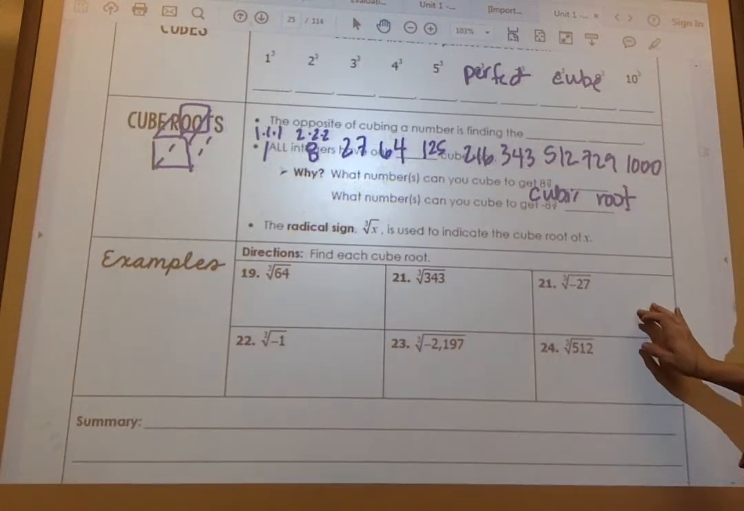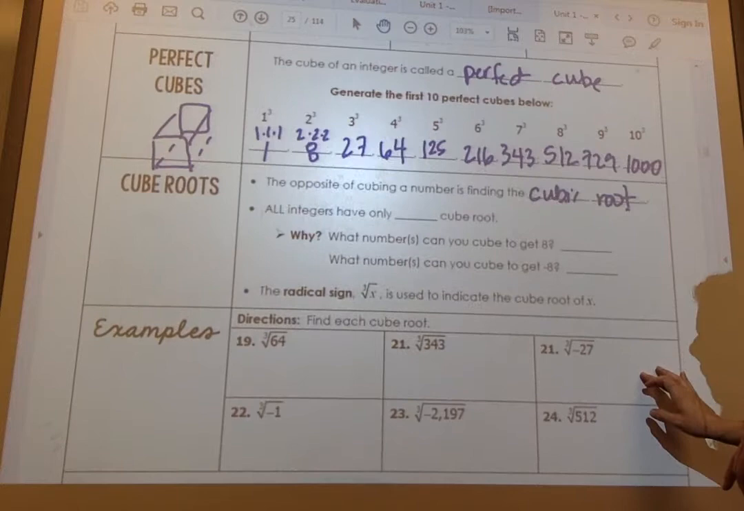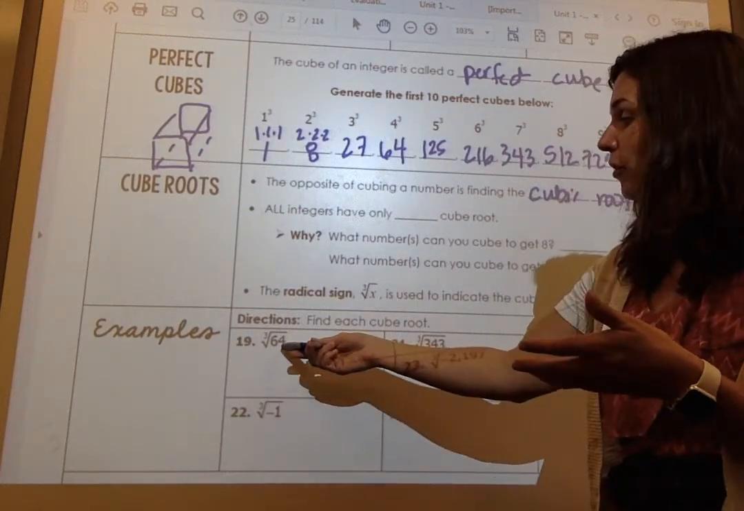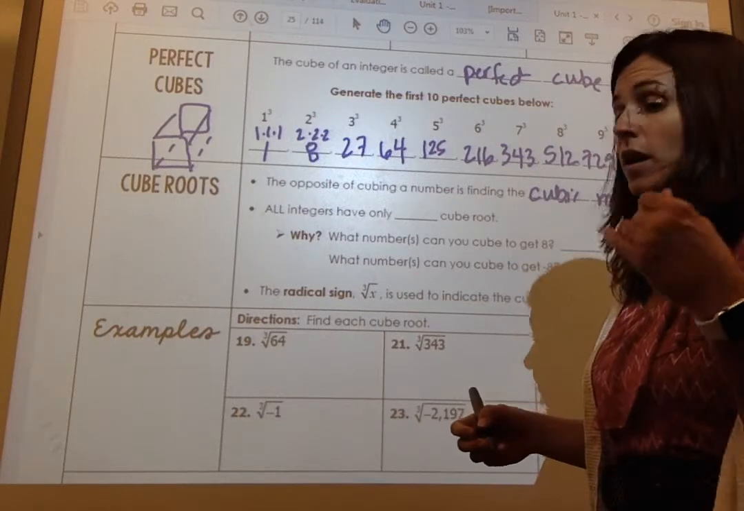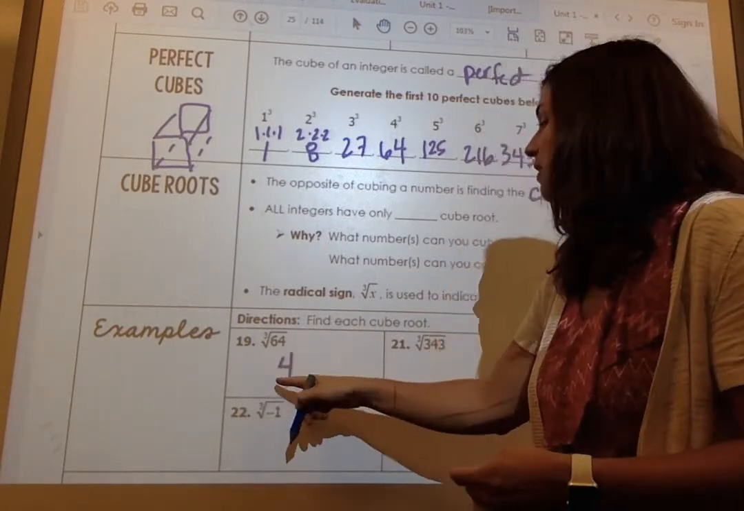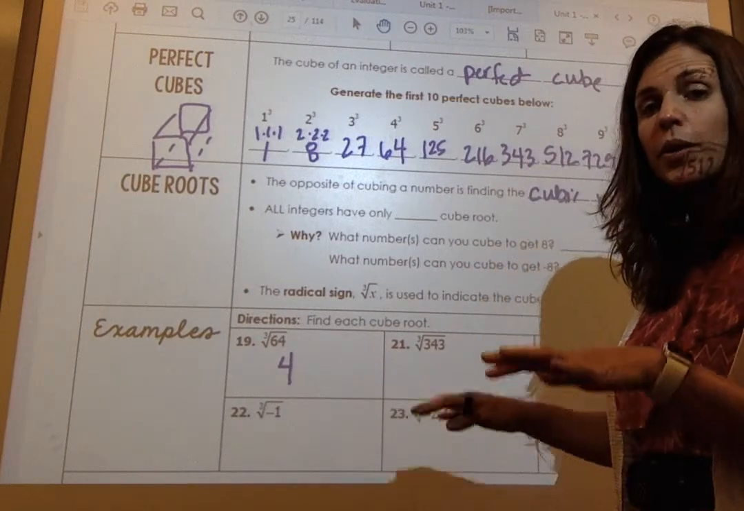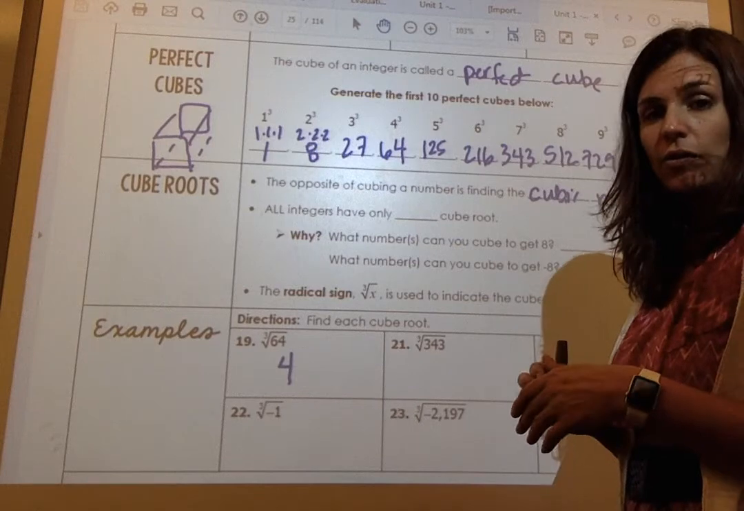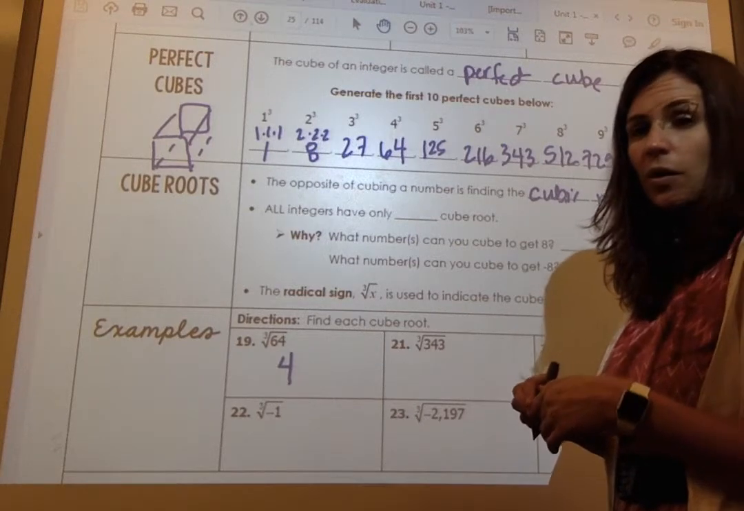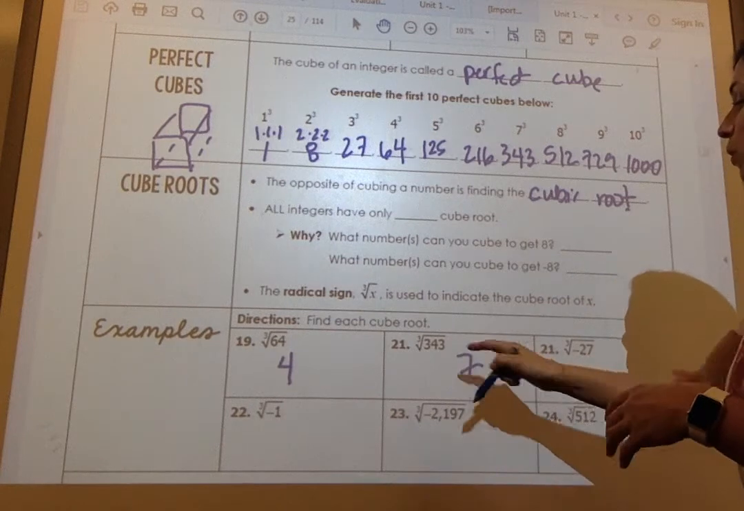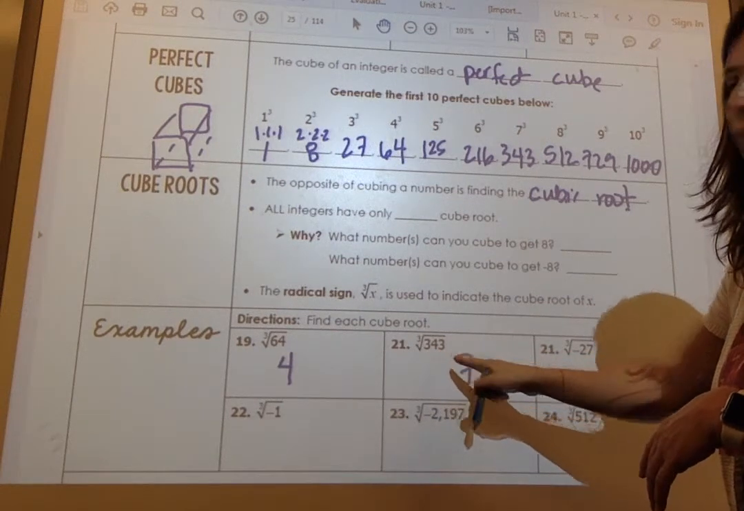All right, so on number 19, what number can I multiply together to give me 64? Well, 4 times 4 times 4. So the cube root of 64 is 4. I want you to pause the video and then fill these in and come back and I will give you those answers. Okay, so we should be getting 7 is the cube root of 343.